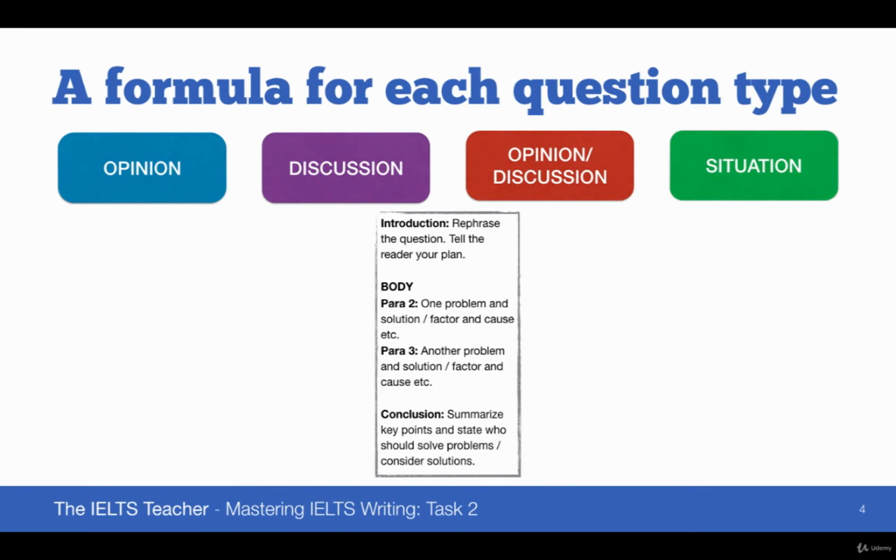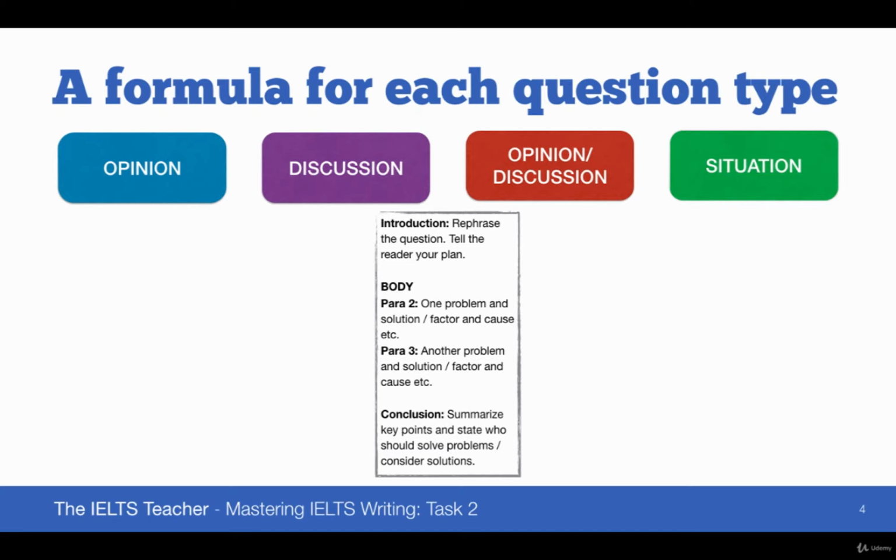And this one: rephrase the question, tell the reader your plan. Body paragraph 1, one problem and solution, or one factor and cause, something like that. In the second body paragraph, another problem and its solution, another factor and its cause. The conclusion will summarize the key points and state who should solve the problems or consider solutions.